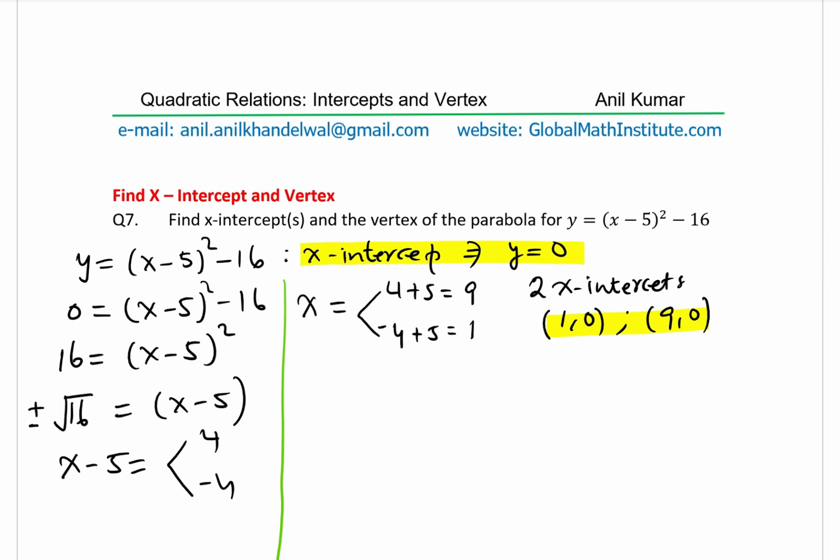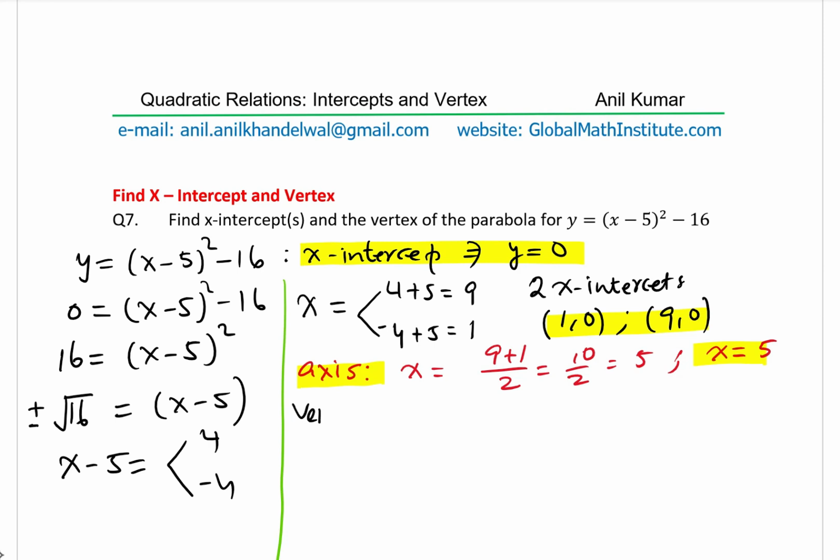Now, let's try to find the vertex. To find the vertex, we'll first have to find the axis. So x is the average value. We will add the two values and divide by 2. So we get 10 divided by 2 as 5. And so we get the axis is at x equals 5. So we get the equation of the axis. We didn't ask for it, but we have to find it to find the vertex. Perfect. Okay. Now, we'll substitute this value of the axis to get the value of the vertex.